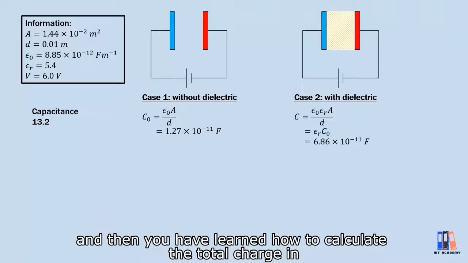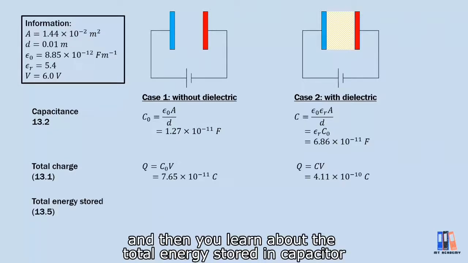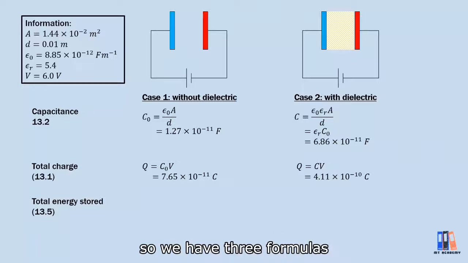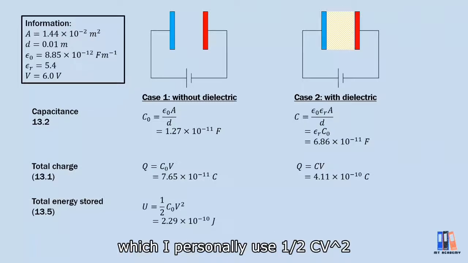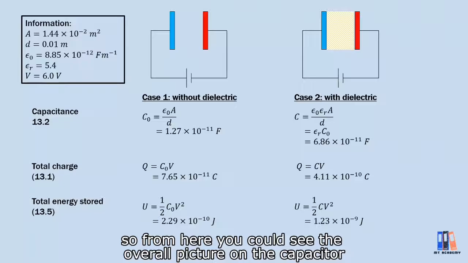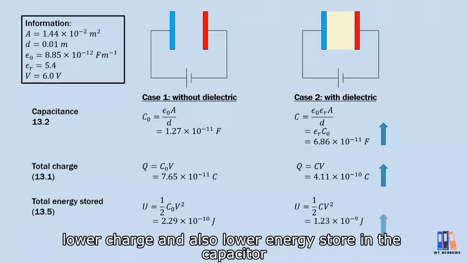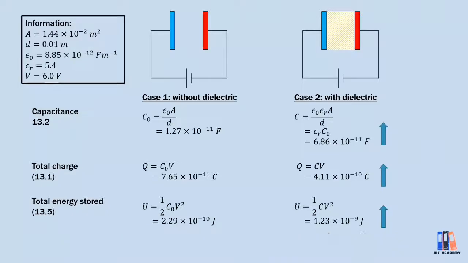Then you have learned how to calculate the total charge in the capacitor using the formula Q equals CV, and the total energy stored in the capacitor. We have three formulas, of which I personally use half CV squared. You can use the other two formulas, depending on your own preference. From here, you can see the overall picture of the capacitor. Without the dielectric, it has lower capacitance, lower charge, and also lower energy stored in the capacitor.